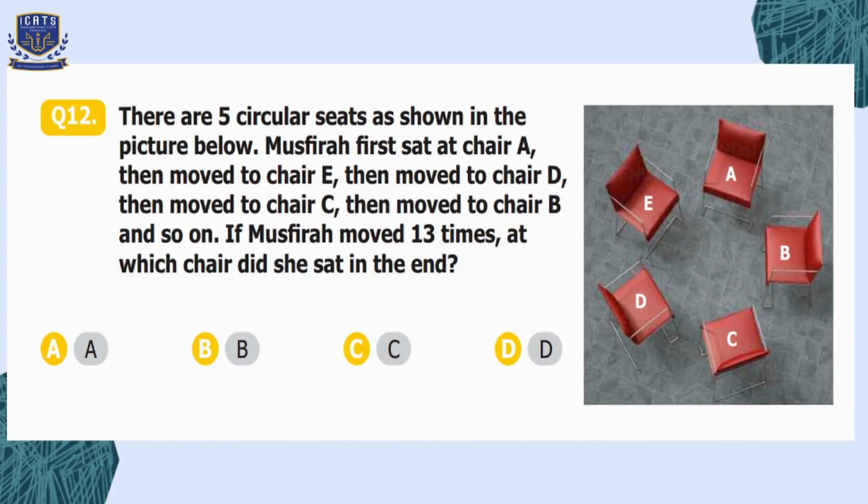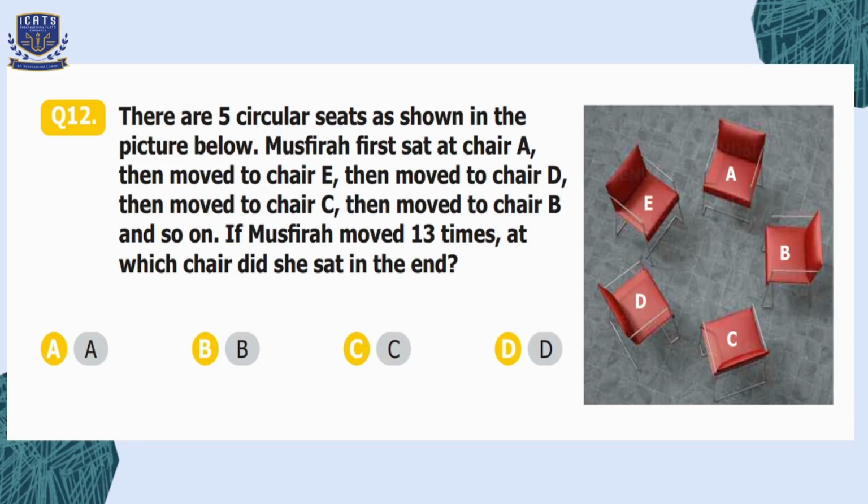Question number 12. There are 5 circular seats as shown in the picture below. Musfira first sat at chair A, then moved to chair E, then moved to chair D, then moved to chair C, then moved to chair B, and so on. If Musfira moved 13 times, at which chair did she sit at the end?